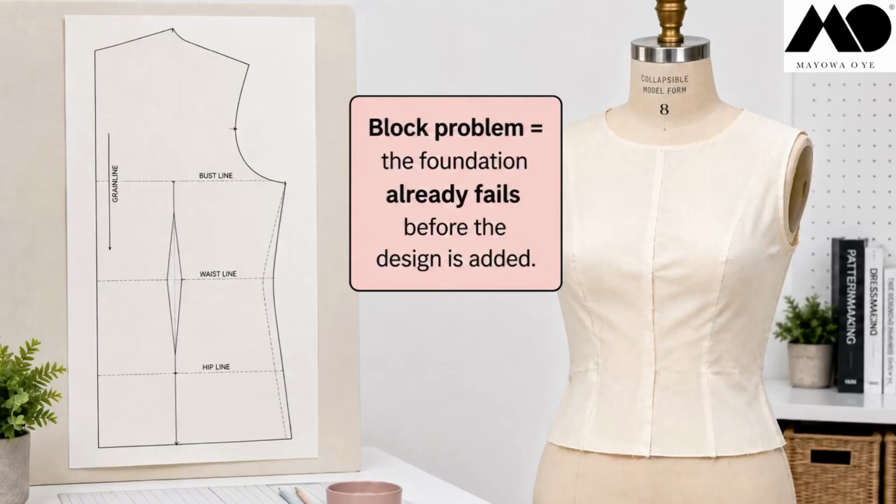Now, let's start with the block. A block problem means the foundation is already not working before you even add the design. So if your basic bodice, skirt, sleeve, or trouser block does not fit properly, any design you build on top of it will carry that weakness forward. This is why a block problem can be so frustrating, because you may think the new design that you're trying to draft is the problem, but really the problem was already inside the foundation.